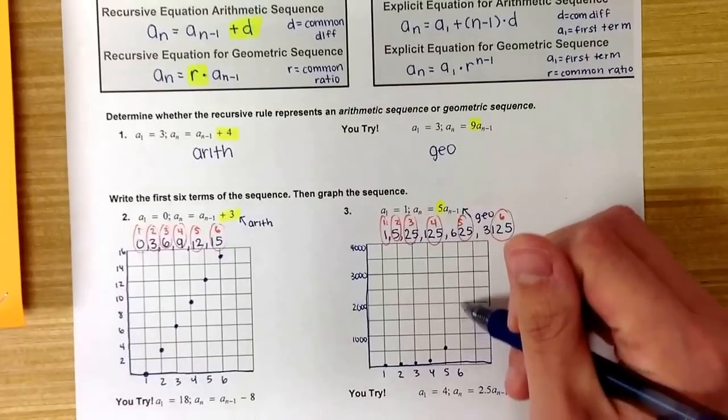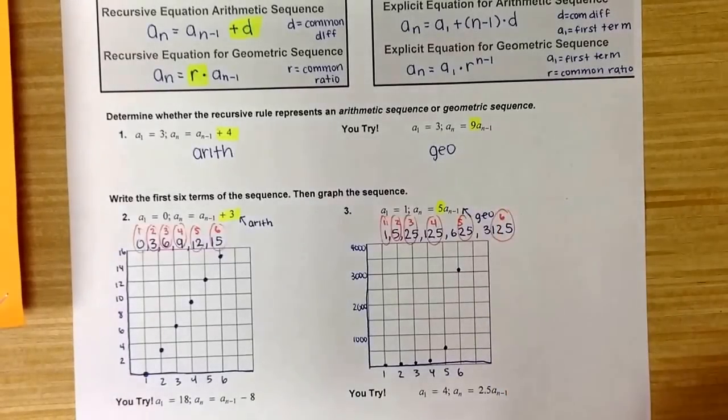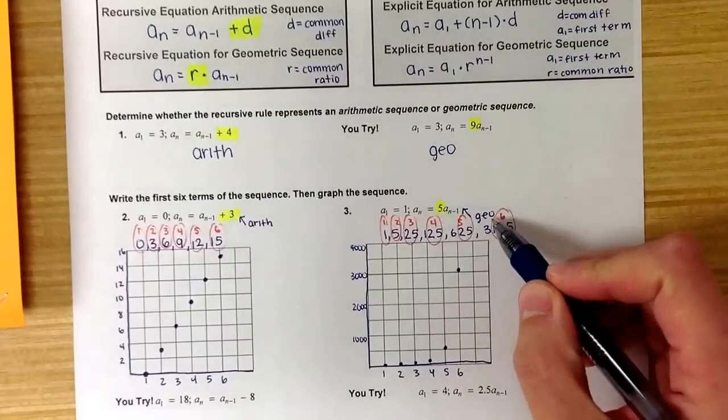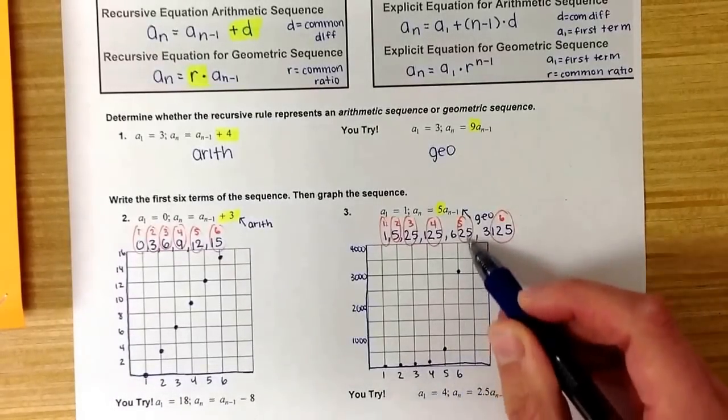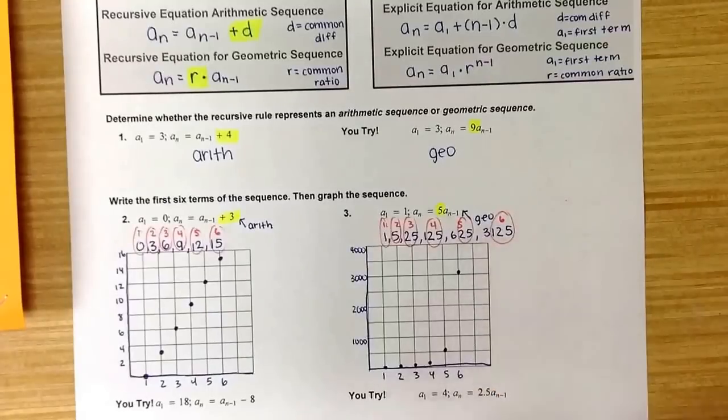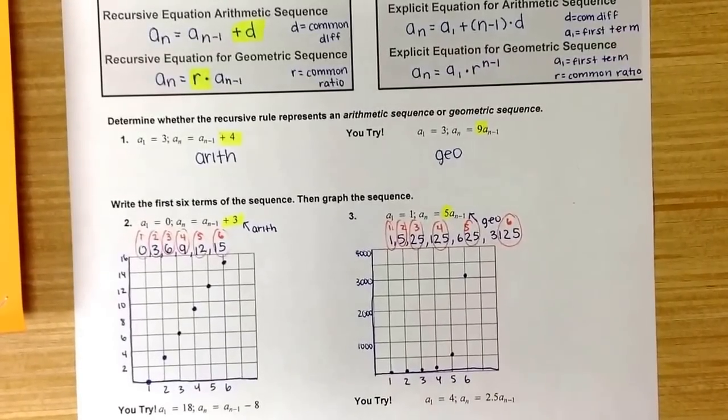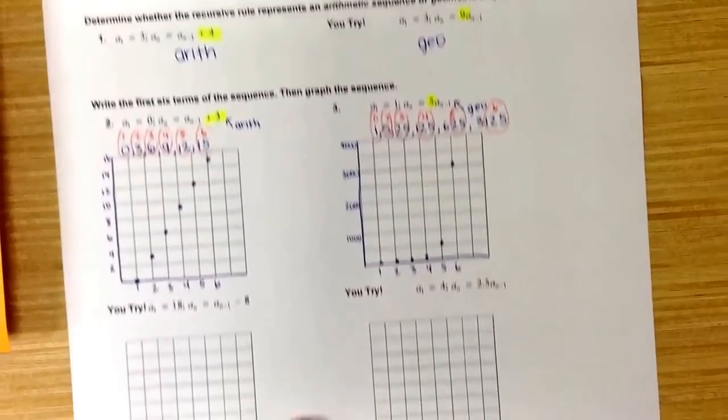6, 3,125. So remember how we said a long time ago geometric sequences were going to be exponential? Well, isn't this an exponential graph? Okay, go ahead and pause your video, please, and try the 2 U-tries.